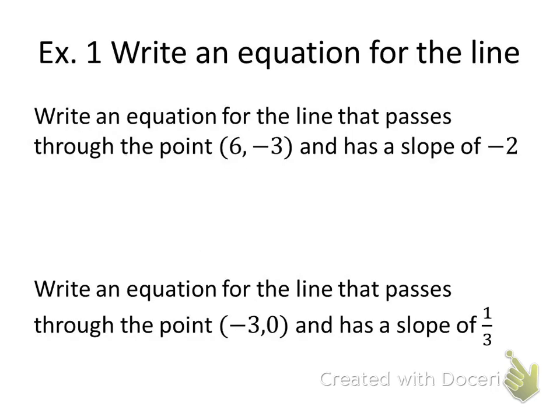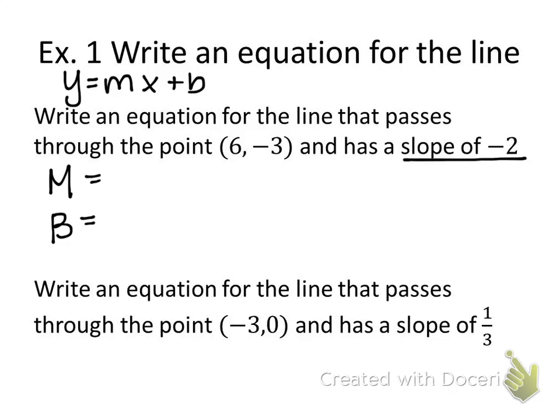So what they want me to do now, they still want me to write an equation for the line, so I still have to put it in y equals mx plus b form. Always start off by asking yourself, what do I need to write it in slope-intercept form? A slope and a y-intercept. I always need an m and I always need a b. So let's read what they've given us. Write an equation for the line that passes through the point (6, -3) and has a slope of -2.